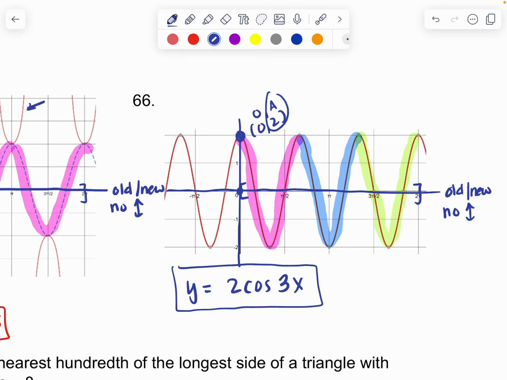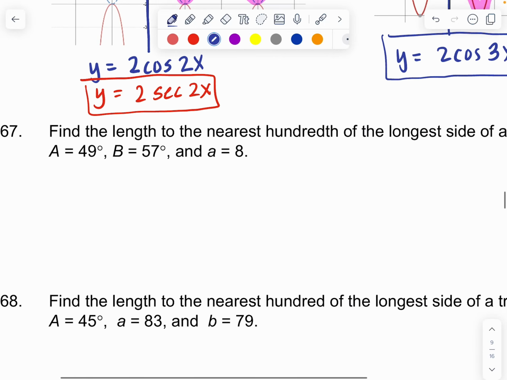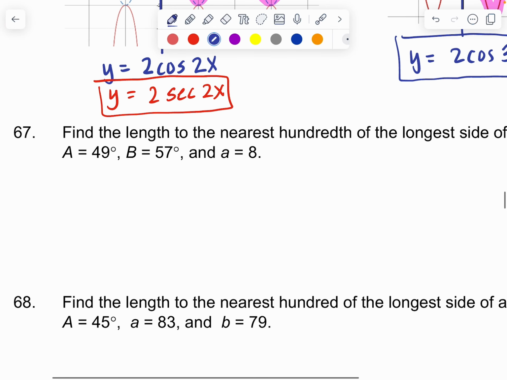Okay, now it's time to take out your calculators. These are going to take a while to do, so just kind of hang in there. Okay, so find the length to the nearest hundredth of the longest side of a triangle with. Okay, so let's look at this.